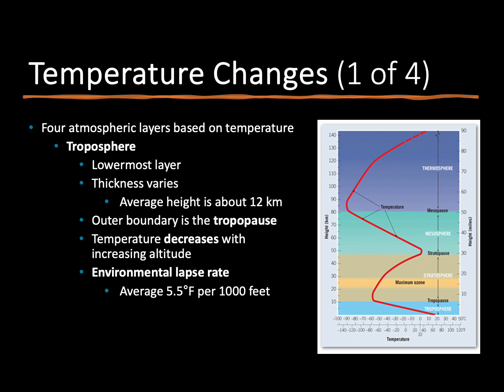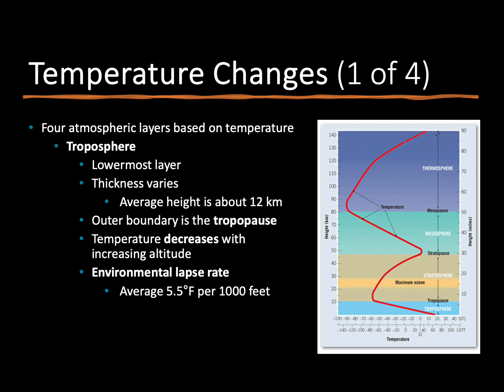And when we're looking at our air pressure in the troposphere, we're going to see that it's going to decrease as we increase our altitude. As we get higher and higher above the surface of the Earth, our air pressure will decrease. And in this layer, the temperature decreases as well.